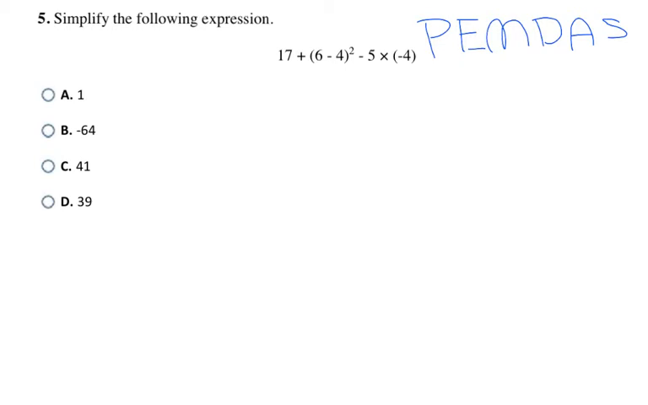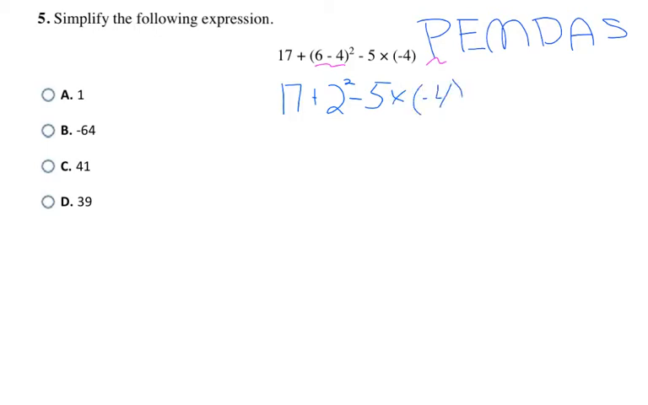This problem here, we are simplifying another expression using order of operations. So we're going to do parentheses first. So inside of these parentheses here is 6 minus 4, which is 2. So I'm going to have 17 plus 2, and I still have that squared, minus 5 times negative 4.